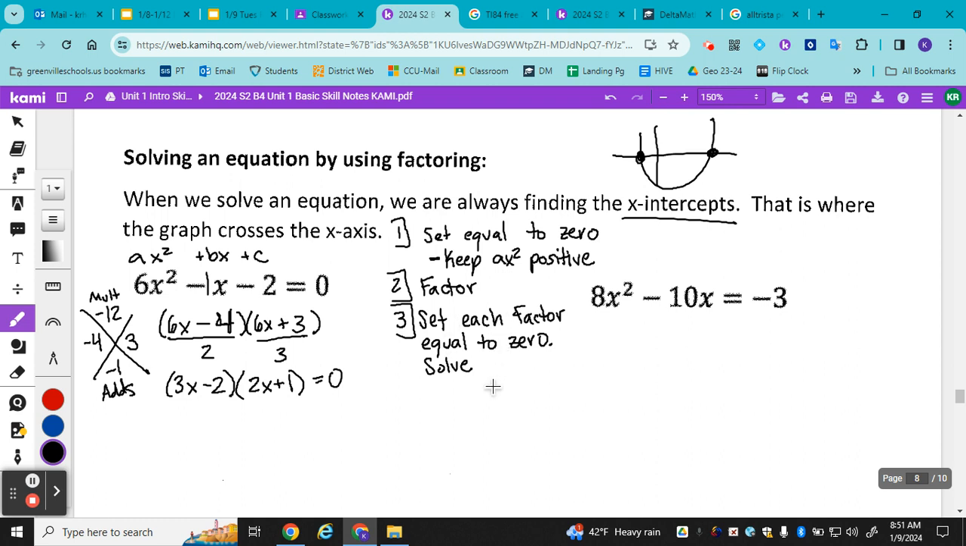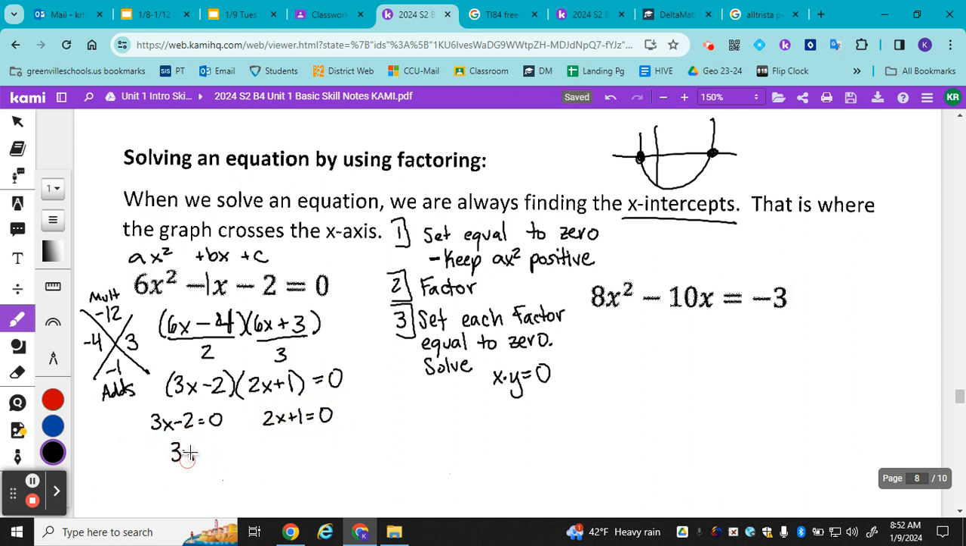Now, why we're setting each factor equal to 0 is if two numbers multiplied together gives you 0, x could be 0 or y could be 0, either one. So this whole parentheses could equal 0, or this whole parentheses could equal 0. So we set both of them equal to 0 and solve.